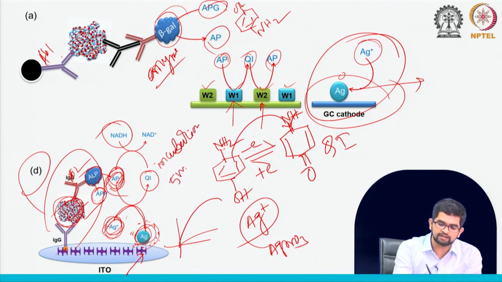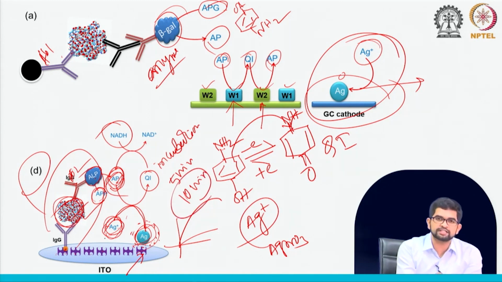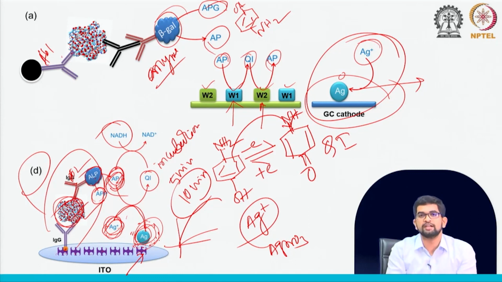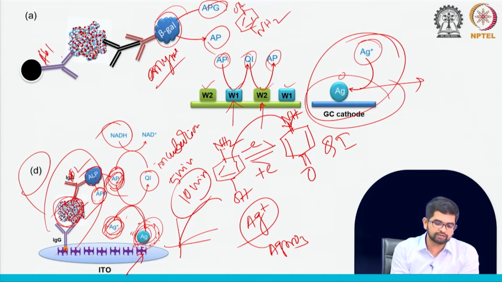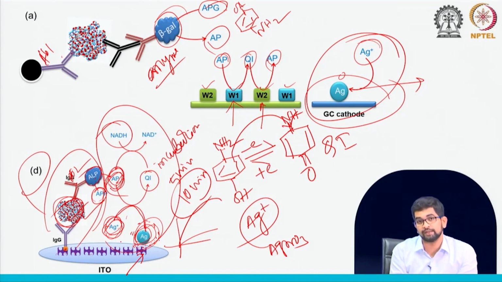Like 5 minutes or 10 minutes of incubation we need. During this time this reaction will happen, and you will get the silver on the surface. Now, let us turn on your electrochemical technique, you will get the signal. Okay. So, this way you can apply this kind of redox cycling reaction for your biosensor development.